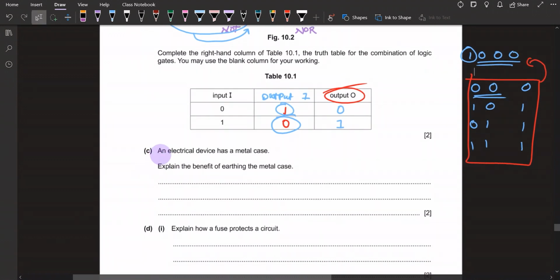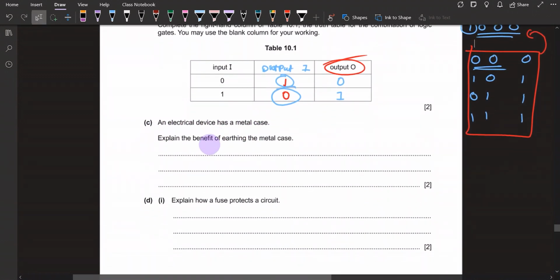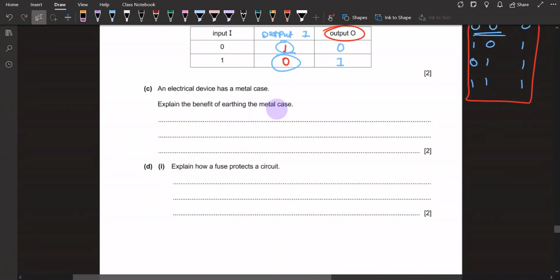Part C says an electric device has a metal case. Explain the benefit of earthing the metal case. So what happens is when you earth a metal case, the charged particles will move to ground. And what will happen is that if someone touches the metal case, the person is not going to get electrocuted.